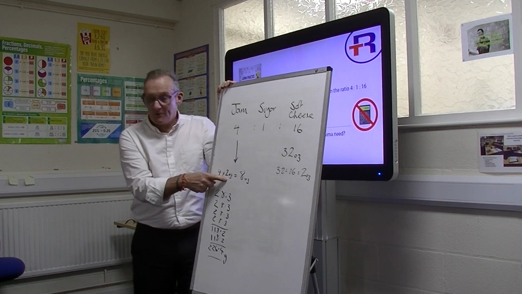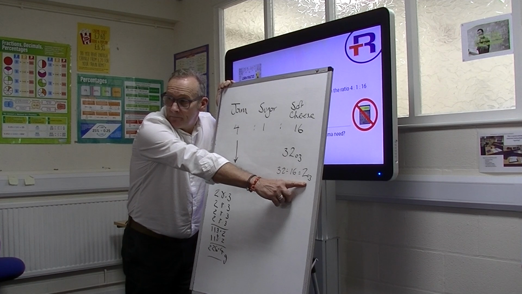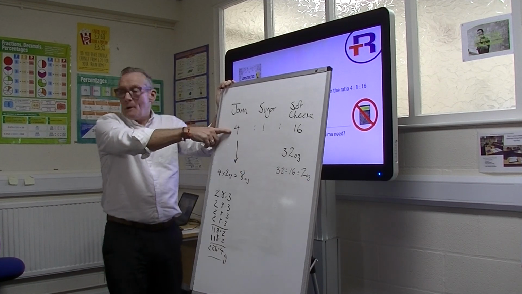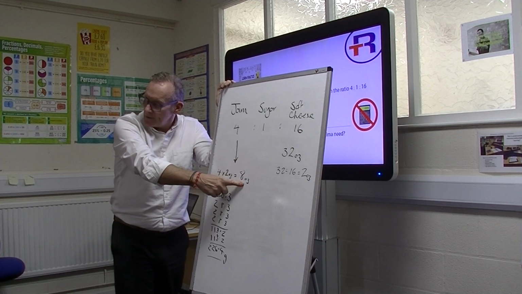So 4 times 2 ounces is 8 ounces. Remember, 1 part is 2 ounces. And she needs 4 parts of jam. So 4 times 2 is 8 ounces of jam. Yeah?